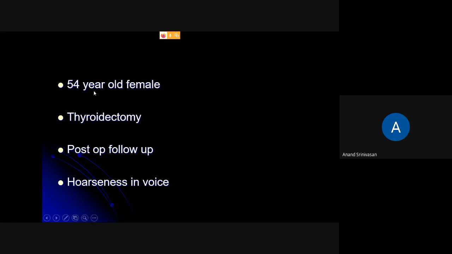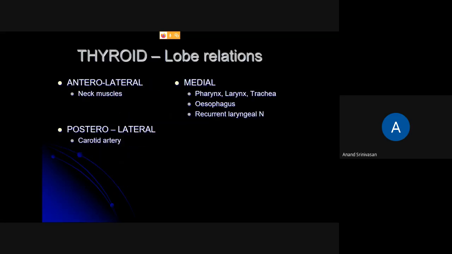Here you can see a 54-year-old female who is undergoing thyroidectomy. Thyroidectomy means removal of the thyroid. Post-operatively, the patient is having hoarseness of voice. Hoarseness means the voice changes. Previously she had a normal voice, but after the surgery, the voice is different. Now why is this? It's because of the involvement of the recurrent laryngeal nerve.